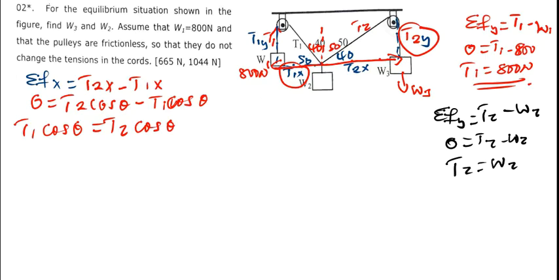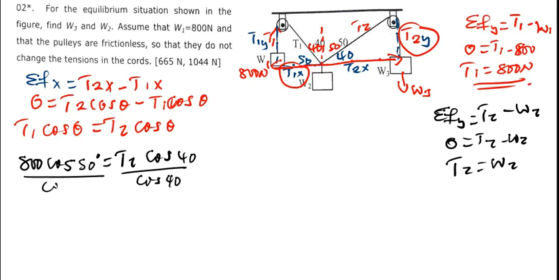Okay, so let's see. I know T1 is 800 cos, what is the angle? 50 degrees, being equal to T2, which I don't know, but I know the theta, which is 40. I divide this by cos 40, and here by cos 40, so these will cancel out. My T2 will be equal to 800 cos 50 divided by cos 40.